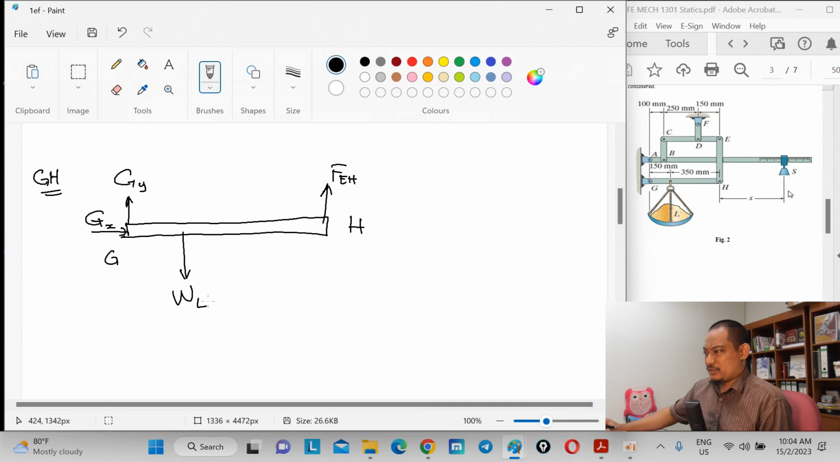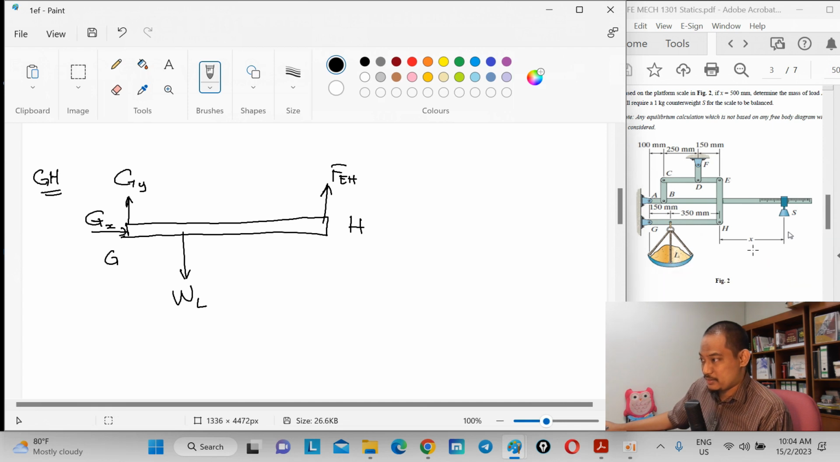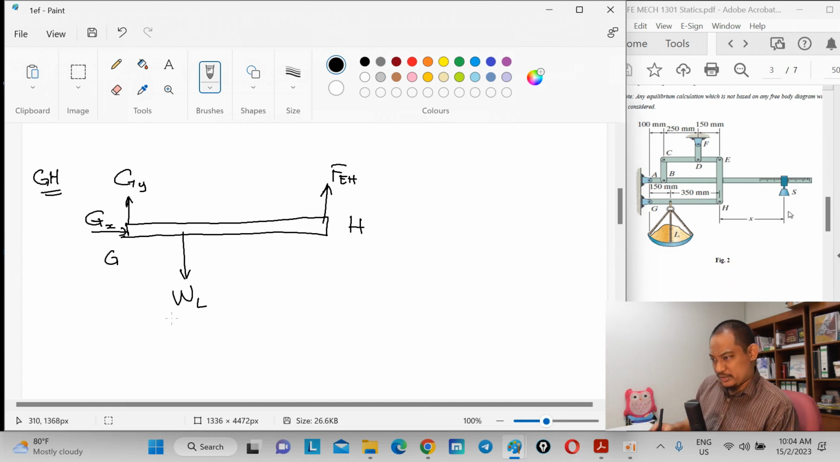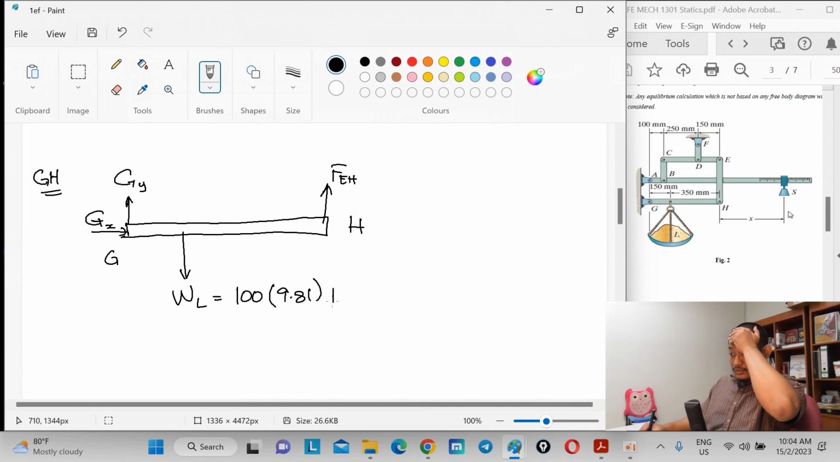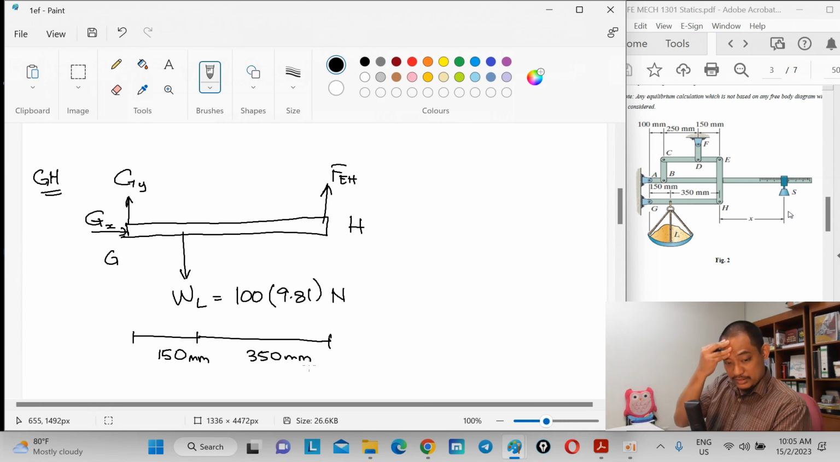Okay, so what is the question given? The question given is to balance a 100 kilogram load L. So this is 100 kilogram, so it is 100 kilogram times 9.81. This is already in terms of Newton. Okay, so the dimension, this first one is 150, and the next is 350, right? Okay, so that's the free body diagram.